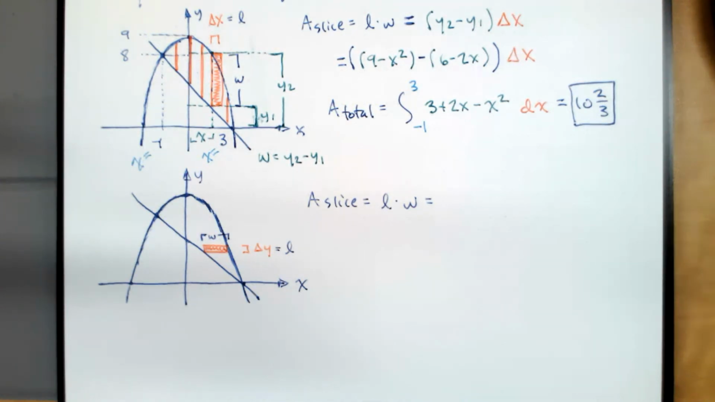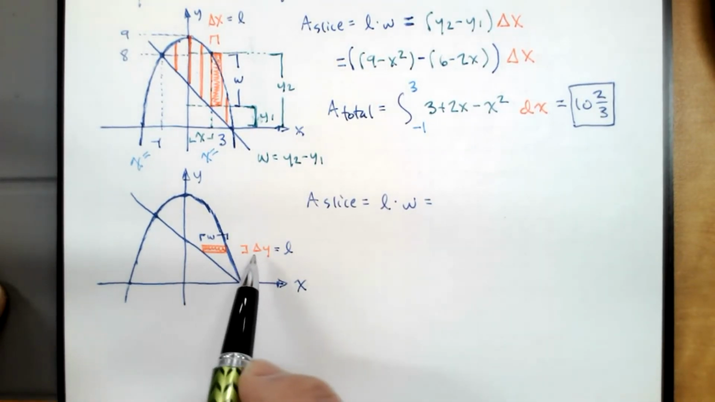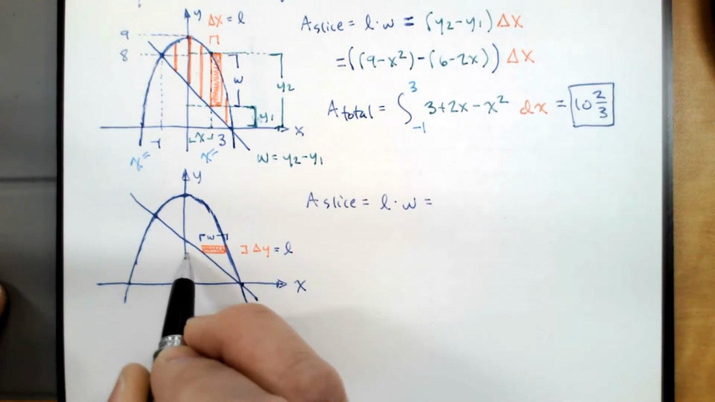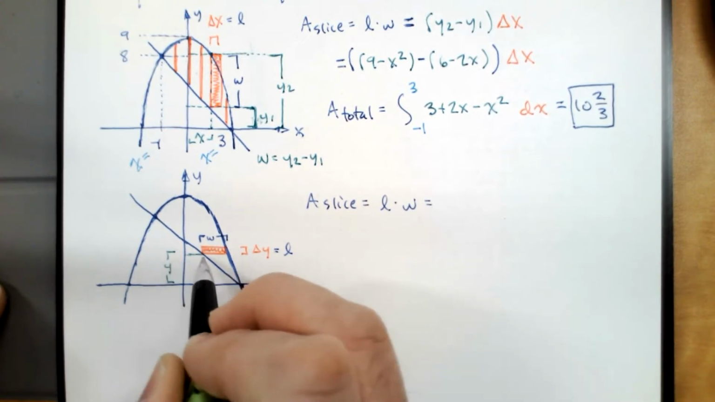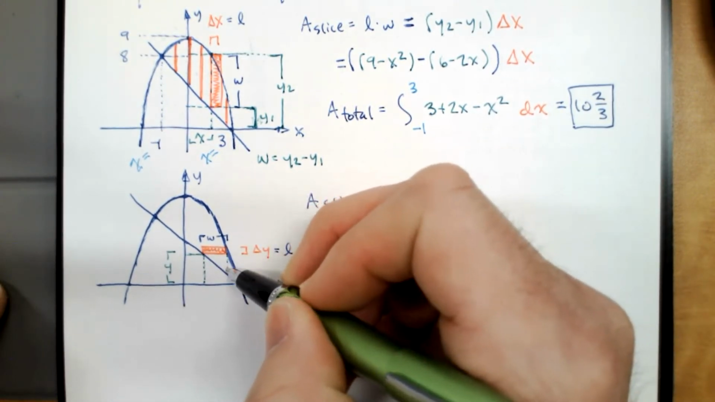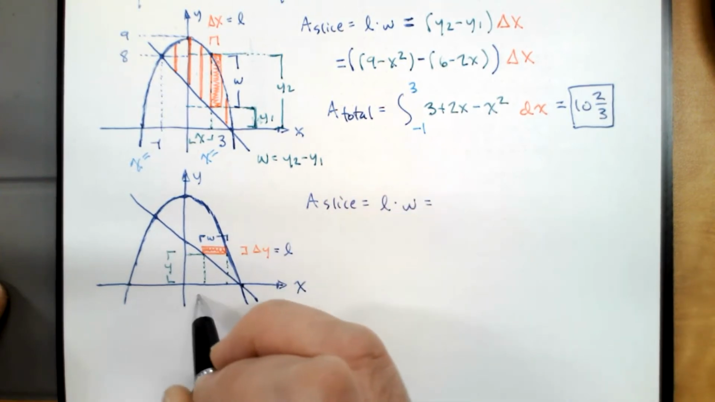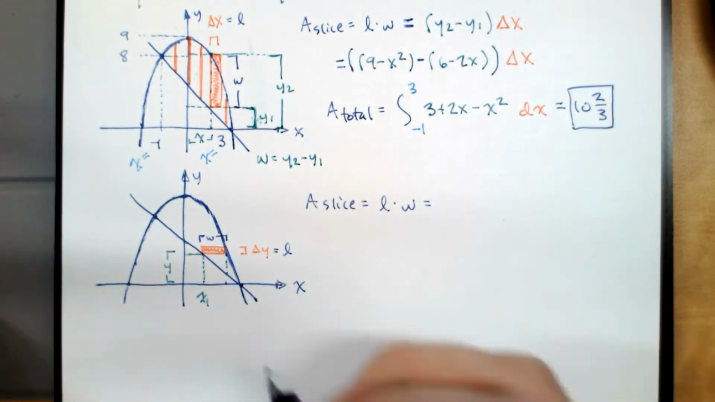Now let's look at this slice that I've drawn here. Once we've labeled the dimensions of our slice, the length and the width, and identified the delta variable, I should label any relevant X's and Y's. Here's a Y coordinate, and it corresponds to two X coordinates: X1 from the line and X2 from the parabola.